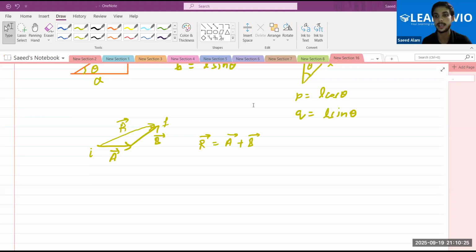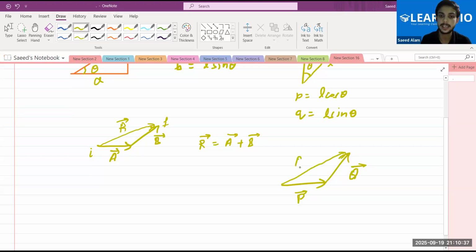Because let's say that there are these two vectors, and I'm giving you some other vectors. Let's say this is P and this is Q. Okay, and what will be the resultant? This will be the resultant here. Let's say this is R2 and this was R1.